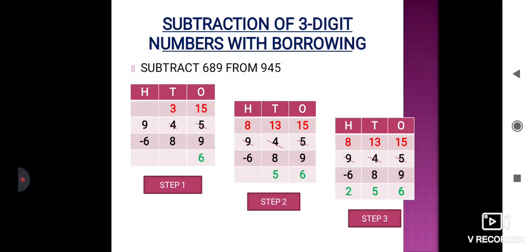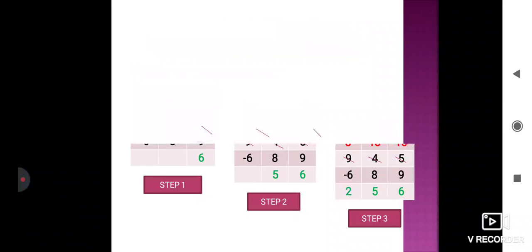In the third step you will subtract the digits which are at hundreds place. It is 8 above and 6 below. You have to borrow wherever needed. Here there is no need to borrow because you have 6 which is smaller than 8 and you can easily subtract 6 from 8. You will get 2. So the answer is 256. Now let's take another example.